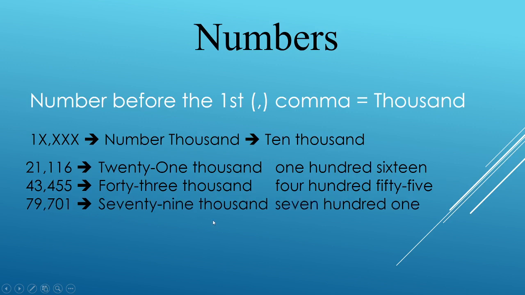79,701. So anything in front of the comma, the first comma, we add the word 1,000. This one will be 21,116. 43,455. 79,701.